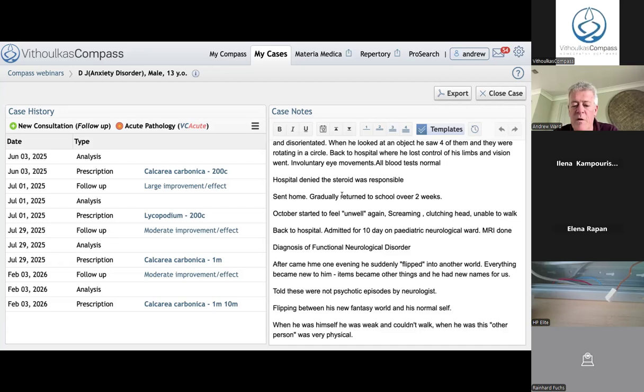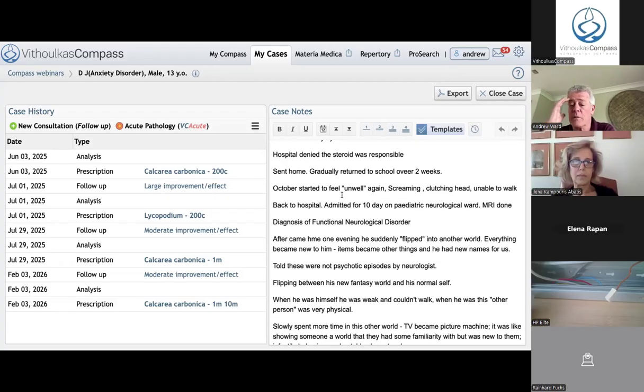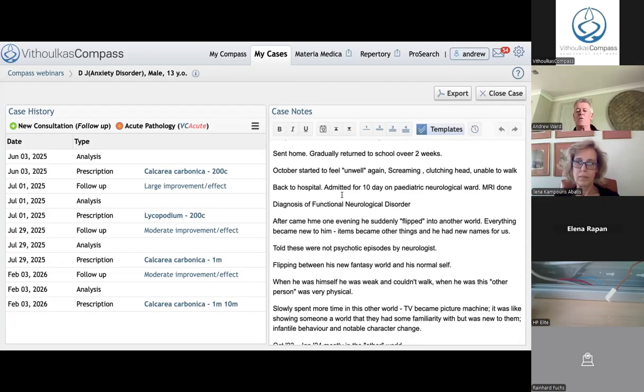After coming home one evening, he suddenly flipped into another world mentally. And it's as if everything became new to him. Items became other things, and he had new names even for his family. Told these were not psychotic episodes by the neurologist. And he continued to flip between his new fantasy world and his normal self. When he was himself, he was weak and couldn't walk. When he was this other person, he was very physical and strong.